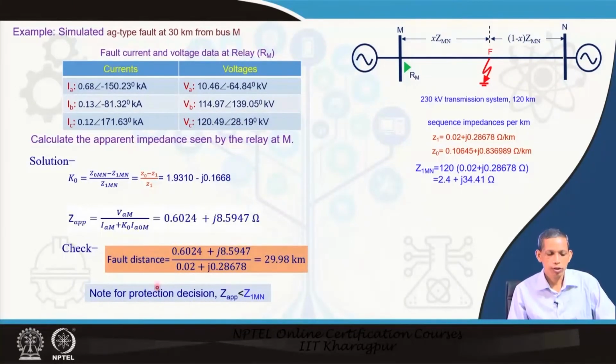Furthermore, we can conclude from this data obtained for the Z apparent that this value is much smaller than the Z1 MN. So, therefore, the fault is inside the line between M and N. So, the relay will go for a trip decision from the protection point of view.